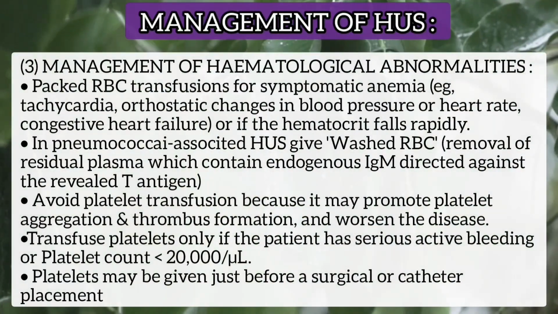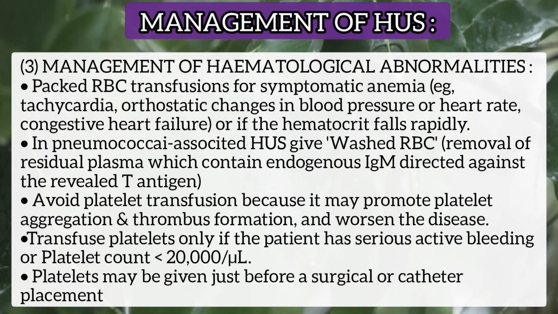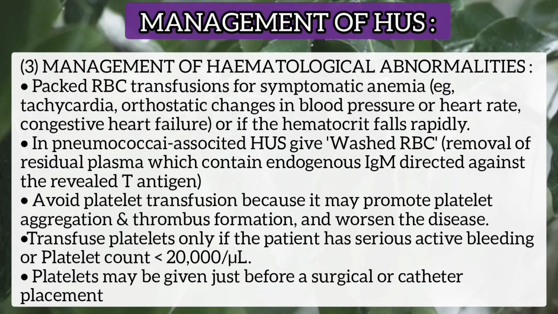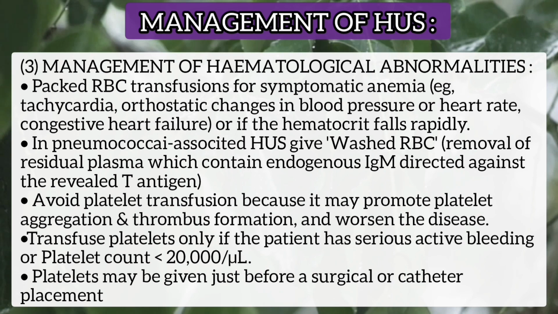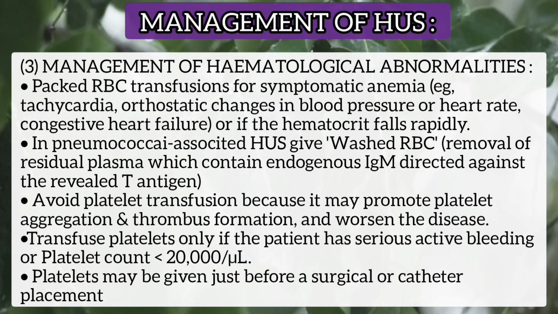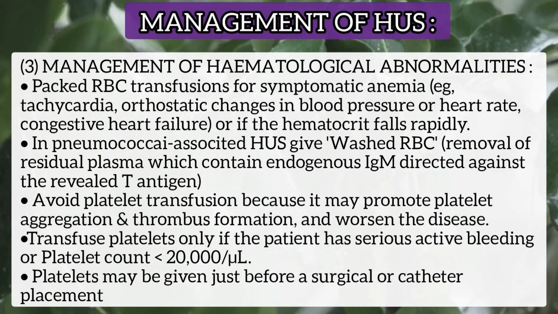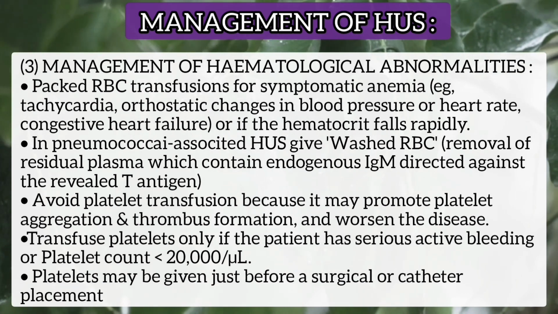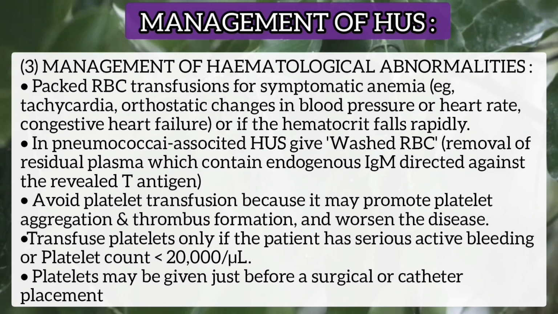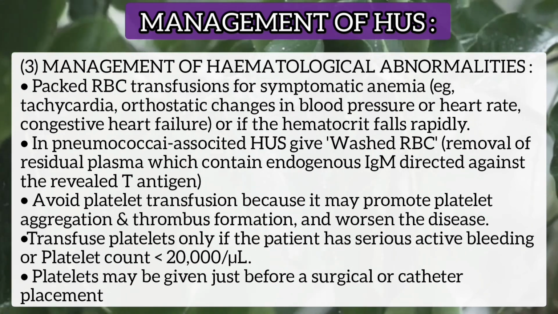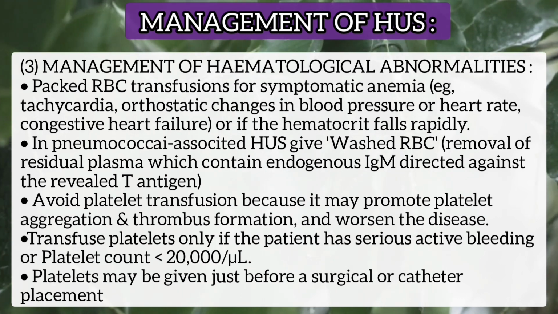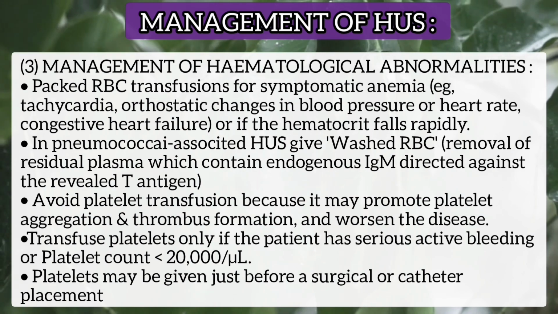Third step is the management of hematological abnormalities. Packed RBC transfusion is given for symptomatic anemia, such as tachycardia, orthostatic changes in the blood pressure or heart rate, congestive heart failure, or if the hematocrit falls rapidly. In pneumococcal-associated hemolytic uremic syndrome, always use washed RBCs. Now, avoid platelet transfusion because it may promote platelet aggregation and thrombus formation and worsen the disease. However, some physicians recommend that transfuse platelets only if the patient has serious active bleeding or platelet count is less than 20,000 per microliter. Platelets may be given just before a surgical or catheter placement.